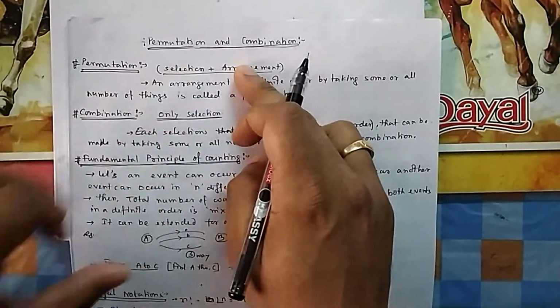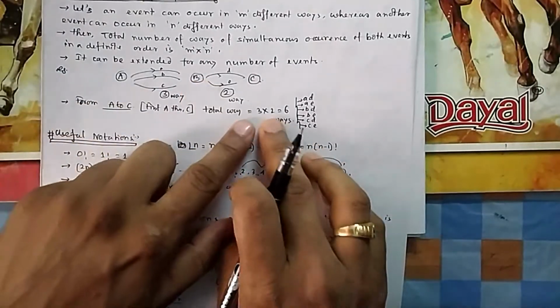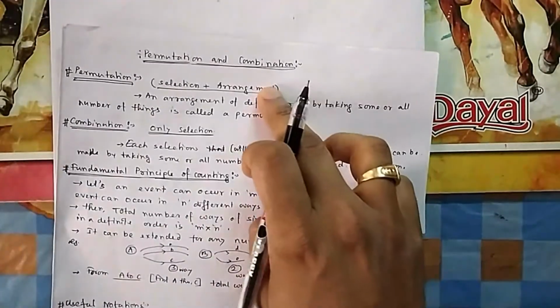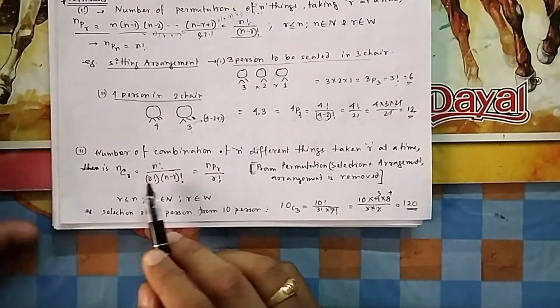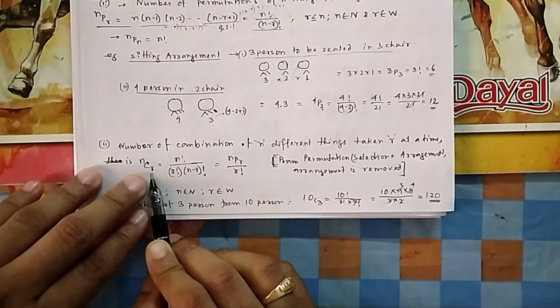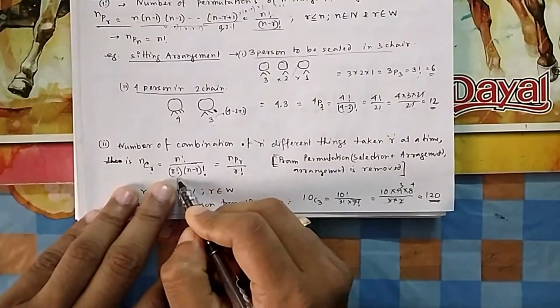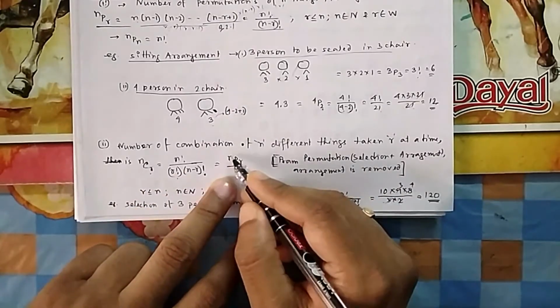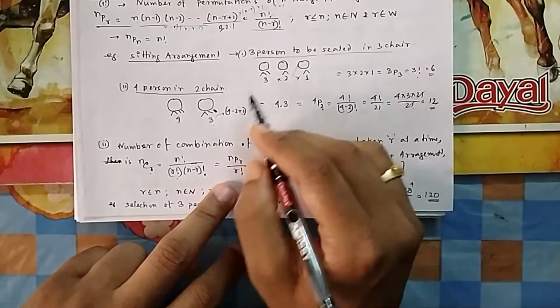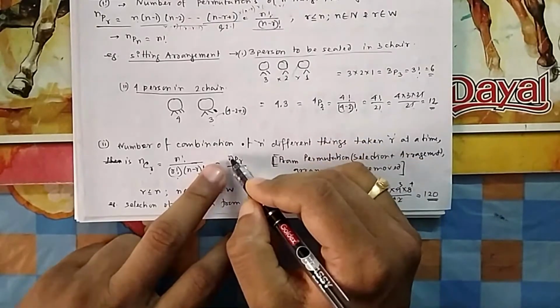If you want to include 2 different events, you are multiplying. If you want to exclude one event, then you have to divide. So the formula is here, nCr: out of n, you are taking r at a time. So it is n factorial by r factorial into (n minus r) factorial. Which is also nothing but you are doing nPr, that means you are taking 2 out of 4 and then arranging, that is 4P2.